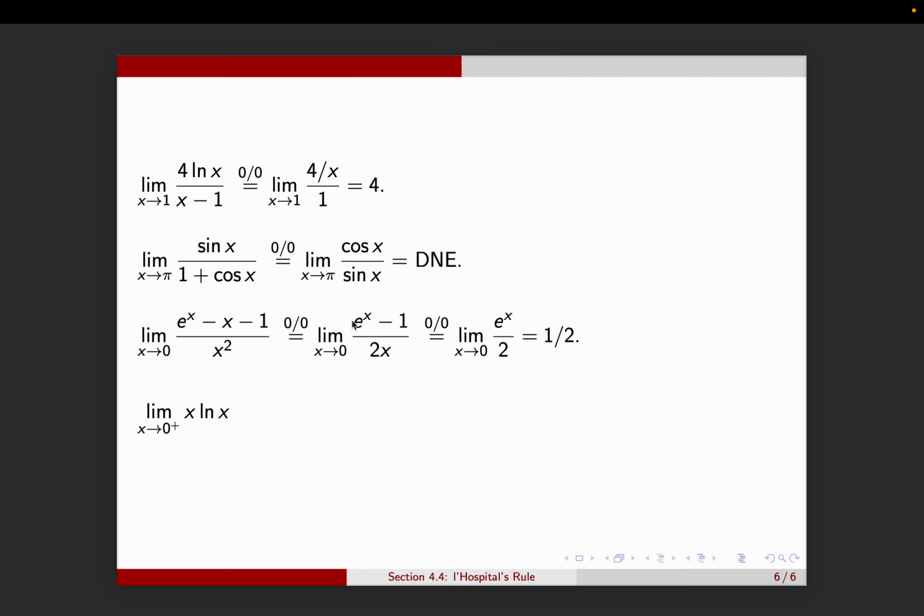I take the derivative of e to the x minus 1, I get e to the x. The derivative of 2x is 2. I get a limit where I can plug in 0 for x, and I get my answer of a half.